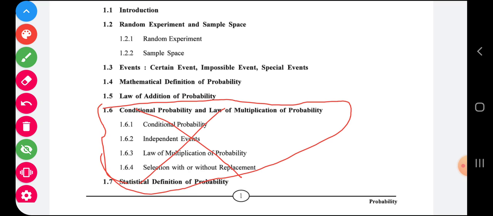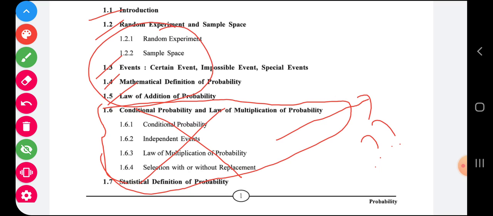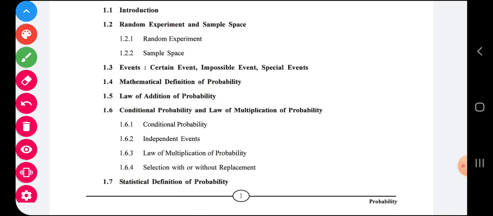syllabus. Now, friends, one thing I will tell you on the basis of my experience: in the whole chapter of probability, only this part was a little difficult, and this part is eliminated. That means the remaining five parts, introduction, random experiment, events, mathematical definition, and law of addition, are very easy to understand and to prepare. So you are lucky in that way, that you have the easy part of probability to understand.